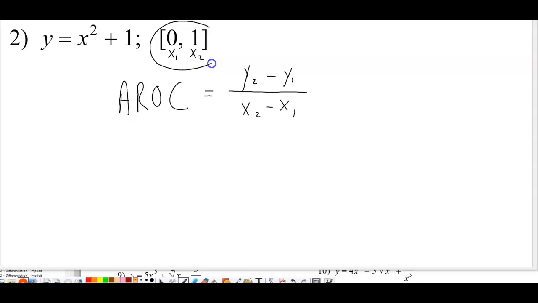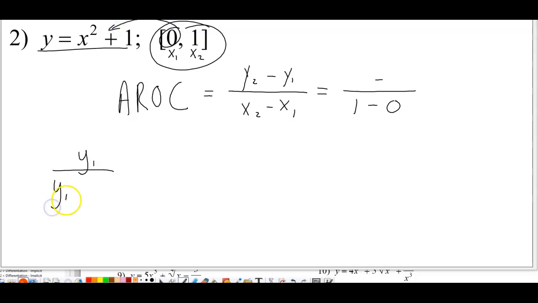Now the problem gives us our x1 and x2, so we could just plug those in right now. But we have an issue here. If we want to find our y values, we don't have those, but we can find them. And here's how you find them. If you want to find y1, all you have to do is plug the x1 into your equation here. So here's my x1. I'm going to go ahead and plug that in. So that would look like this. y1 is equal to x1 plugged into my equation.